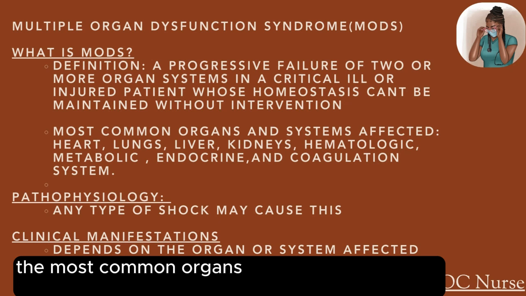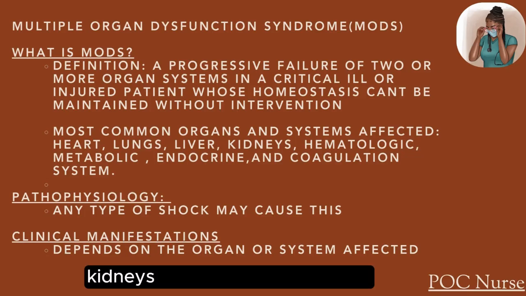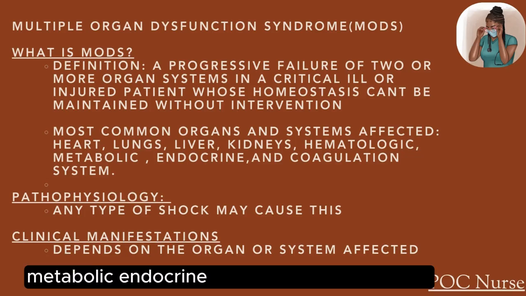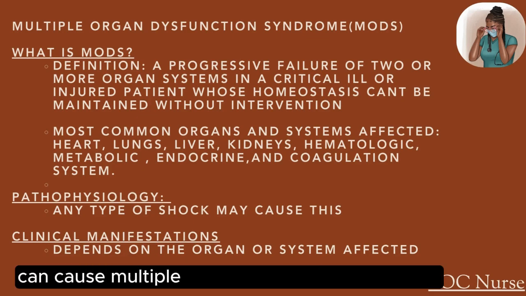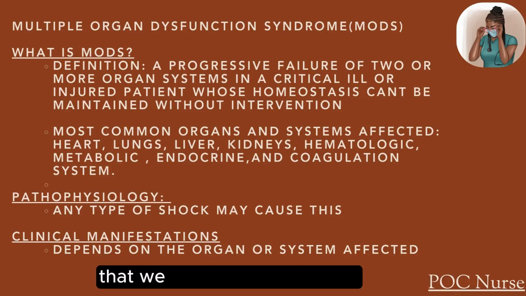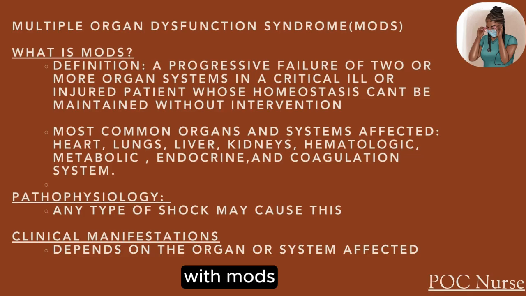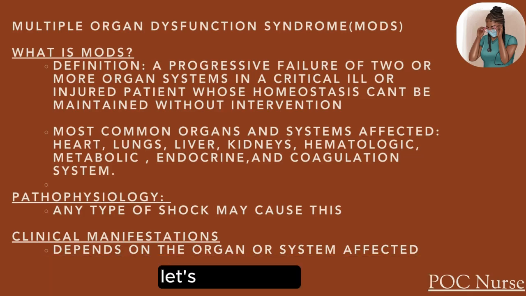The most common organs and systems affected are the heart, the lungs, the liver, kidneys, the hematologic system, metabolic, endocrine, and coagulation systems. Now, any type of shock can cause multiple organ dysfunction syndrome. What are some clinical manifestations that we can see in a patient with MODS? It depends on the organ or the system that is affected. Let's take a look.